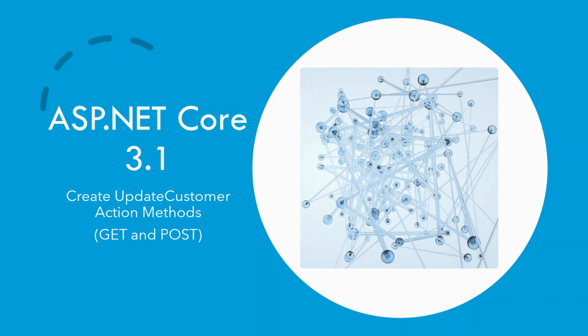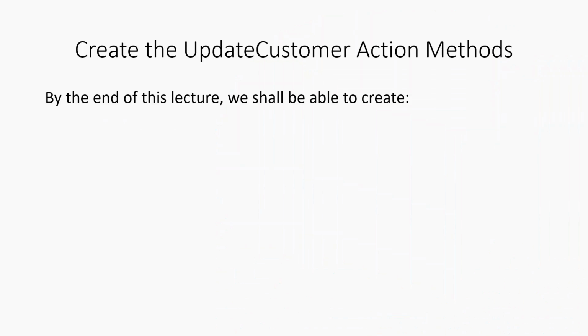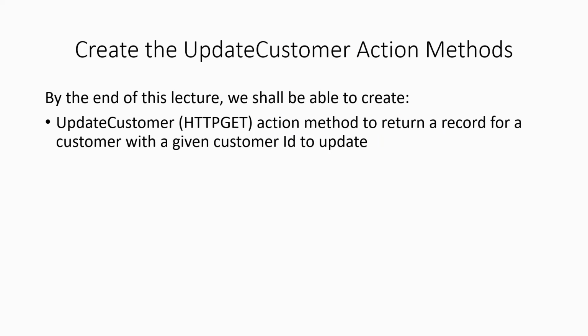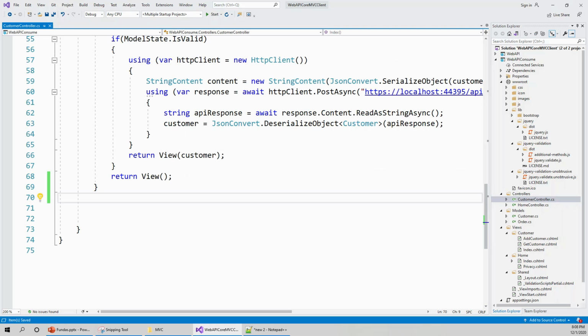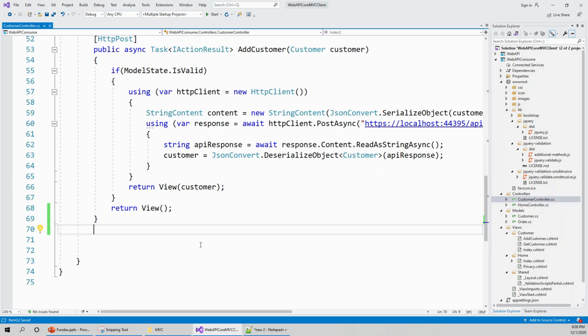So let's see what is the outcome of today's lecture. By the end of this lecture, we should be able to create the update customer HTTP get action method to return a record for a customer with a given customer ID to update. So before updating, before posting after the updates, you need to first get the form for a customer with a particular ID. And then create an update customer with a post request to update the customer details to the database. So in Visual Studio, I'll create an HTTP get.